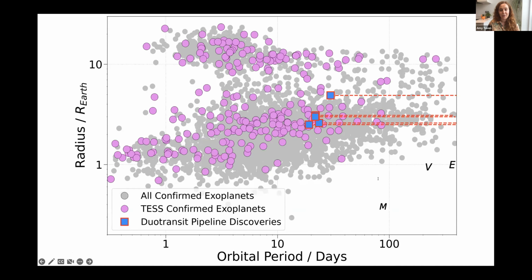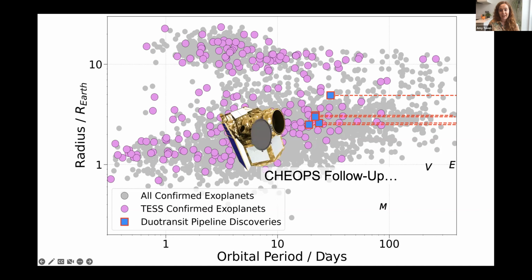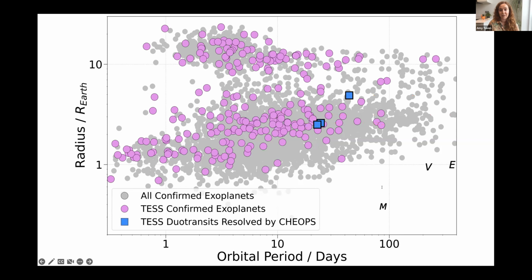So here I've included the 5 TESS geotransits discovered by my pipeline on the period radius diagram from earlier. I've plotted them at their minimum period with a red line to indicate the range of allowed periods. So with the help of our CHEOPS follow-up program, I can now reveal that we have already recovered the periods of 3 of these geotransits.